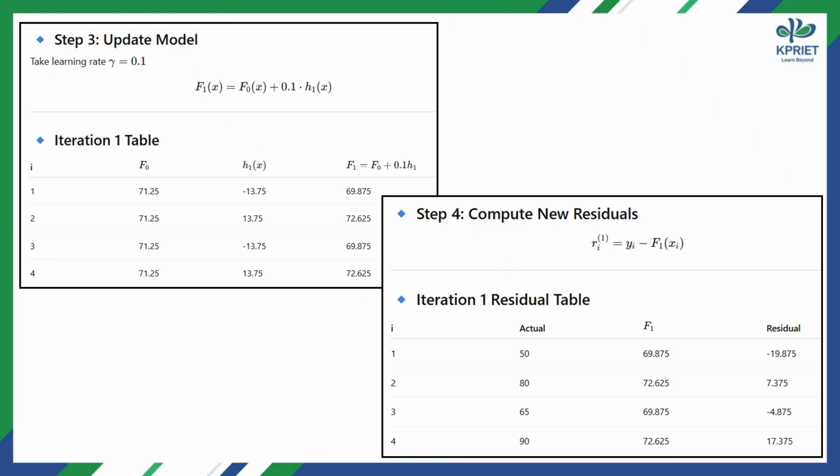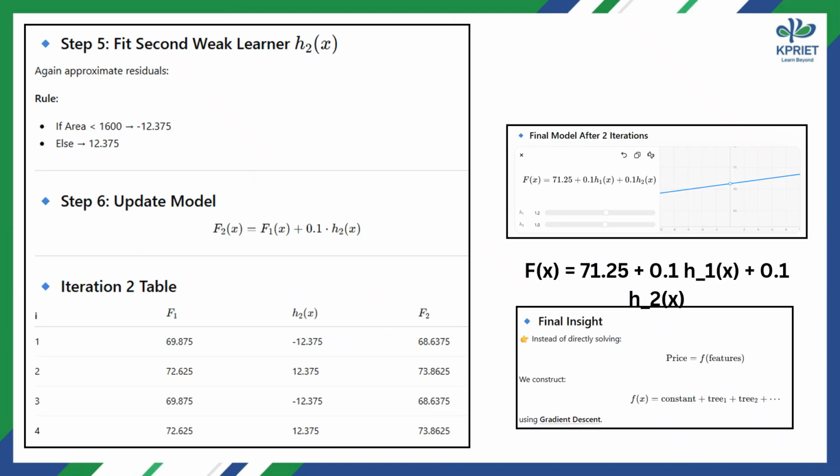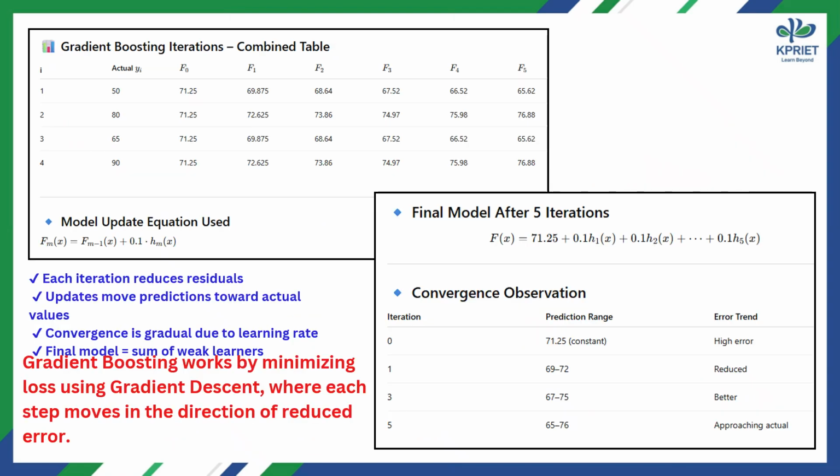Then compute new residuals, and the process continues through step 3 and step 4. The second weak learner is identified using the new residuals, and the updated model yields the new f2 values. So we can get the final estimate of the price values, and f of x will be equivalent to the constant plus tree 1 plus tree 2, and so on, up to the number of trees, the number of iterations. For gradient boosting, after performing 5 iterations, I am getting this value.